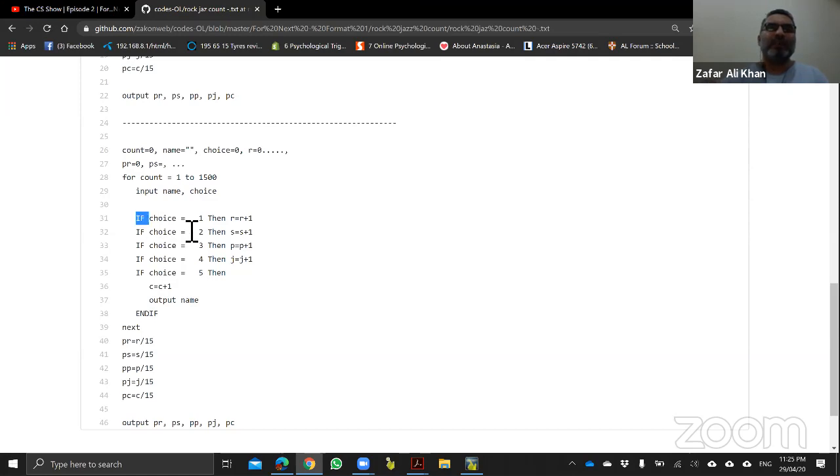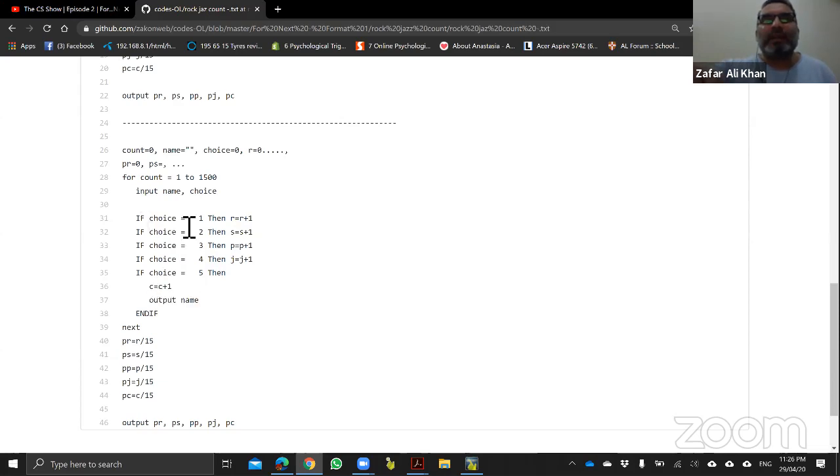If choice is equal to 1, then it was rock. Option 1 was rock. So if the choice is equal to 1, then R is equal to R plus 1. R represents rock count. If the choice is 2, then soul. If the choice is 3, then pop. If the choice is 4, then jazz. But if the choice is 5, then there are 2 things. It is classical. So we have to count as well as output the name of the student.